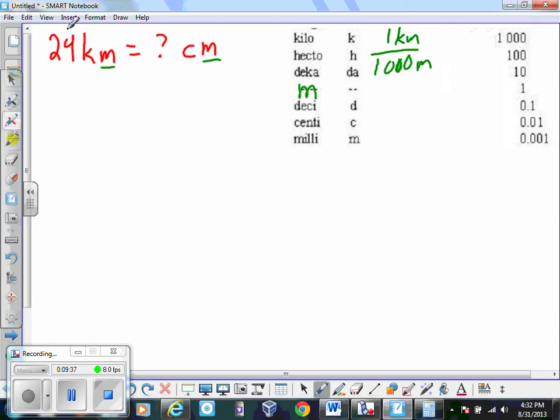Okay, so the other relationship that we're working with is between meters and centimeters. So 1 centimeter is equal to 0.01 meters. And again, I just want to point out that the number beside 1 goes with the base.